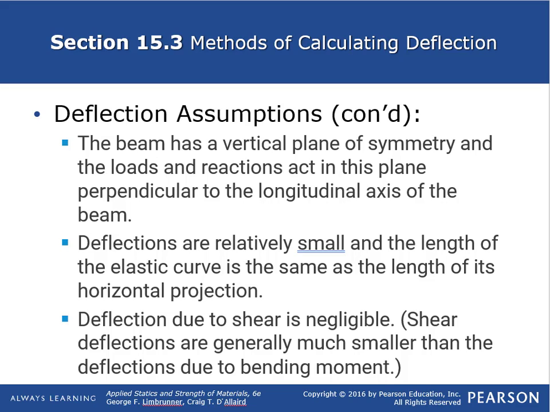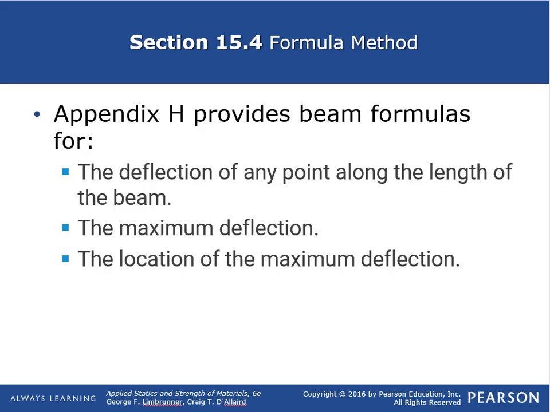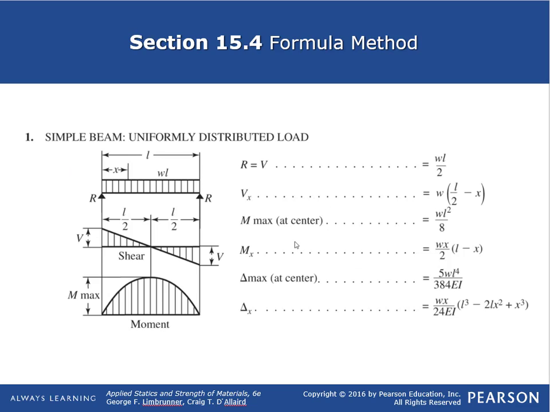If we talk about the formula method, Appendix H provides beam formulas. It gives the beam deflection at any point along the length of the beam. It gives the maximum deflection. It gives the location of the maximum deflection. Here is the first example. There are about 14 different beams covered in Appendix H. Here we have what the reactions are. It tells us what the shear load is at any point along the beam.